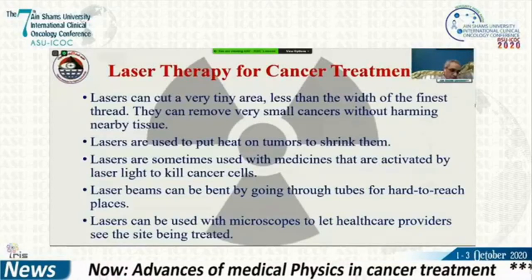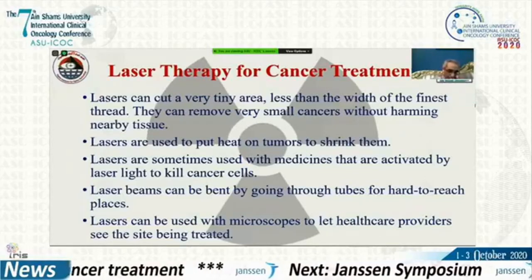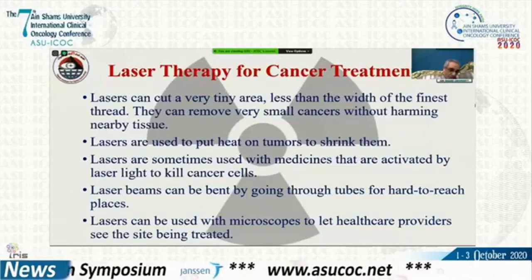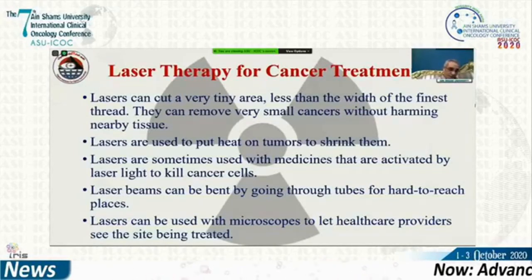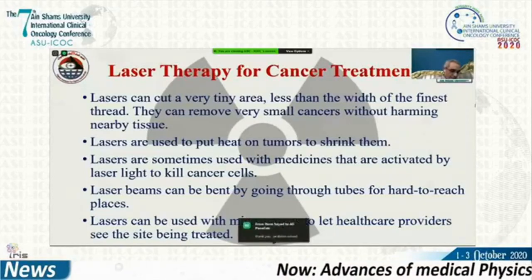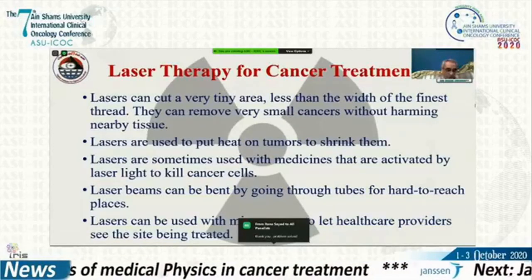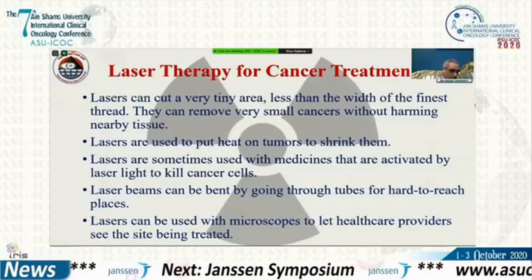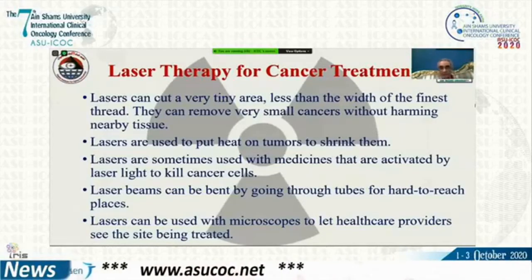Lasers are used to put heat on tumors to shrink them. Lasers are sometimes used with drugs that are activated by laser light to kill cancer cells. Laser beams can be bent by going through tubes for hard to reach places. Laser can be used with microscopes to let healthcare providers see the site being treated.